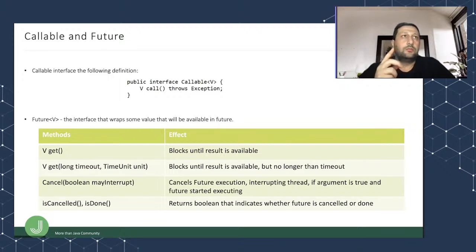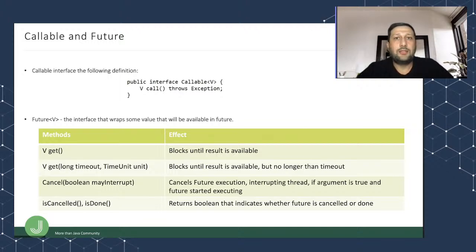And this generic value V is wrapped by using the Future interface. And by using the Future interface, we get some value which will be available in the future. And here on the slide, you can see some methods of the Future interface. The first ones, for getting the value: we have two methods, get without parameters and get with timeout and time unit. Well, get blocks until the result is available. It's a blocking operation, yeah? Block until the result is available, but no longer than the timeout.